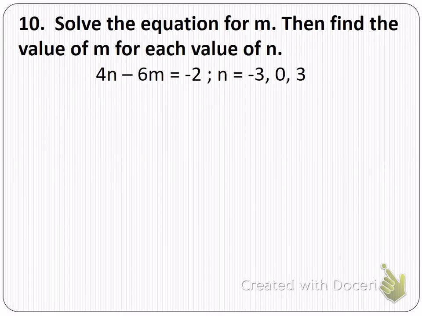Try this one all on your own. Solve the equation for m first, and then find the values of m for each value of n. Stop the video, get it done, and then start it back up and see how you did.